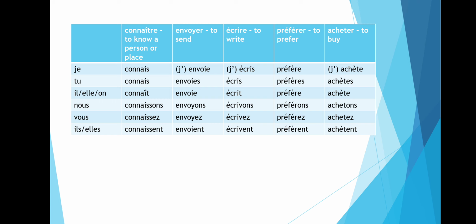Préférer, to prefer. Je préfère, tu préfères, il, elle, on préfère, nous préférons, vous préférez, ils, elles préfèrent. Note for this one, the accents change and the pronunciation also. Acheter, to buy. J'achète, tu achètes, il, elle, on achète, nous achetons, vous achetez, ils, elles achètent.